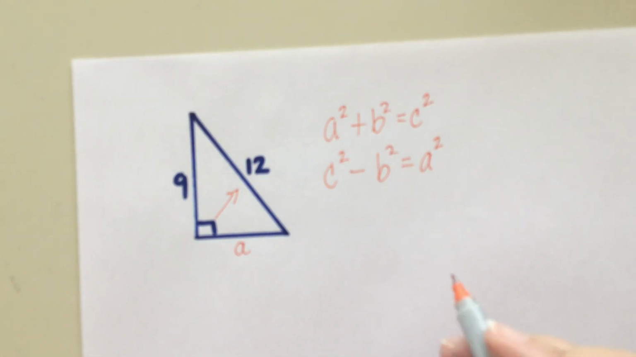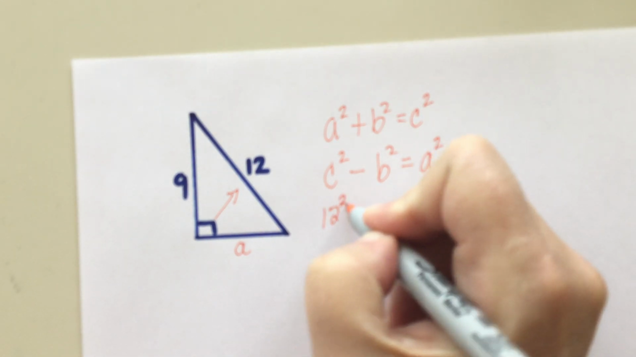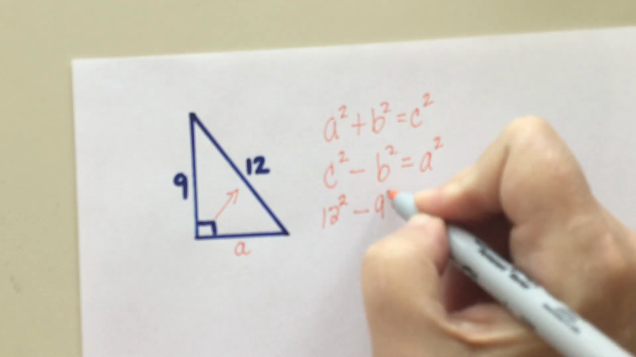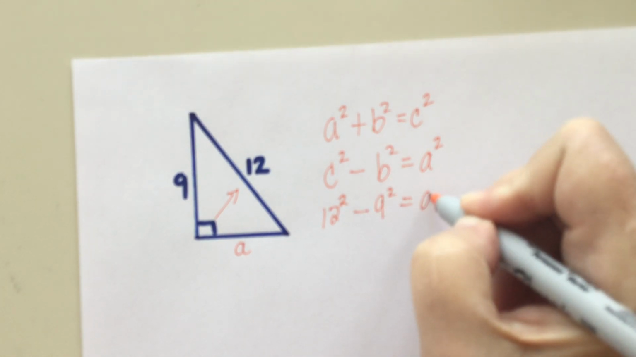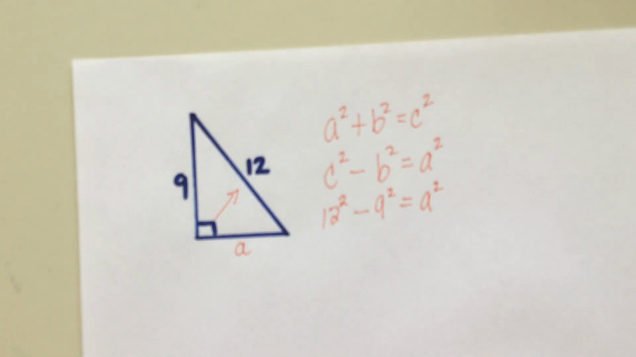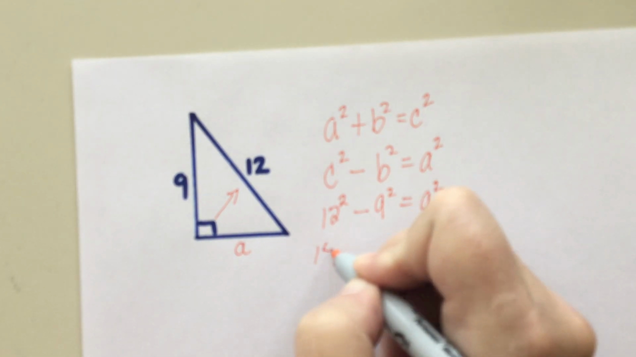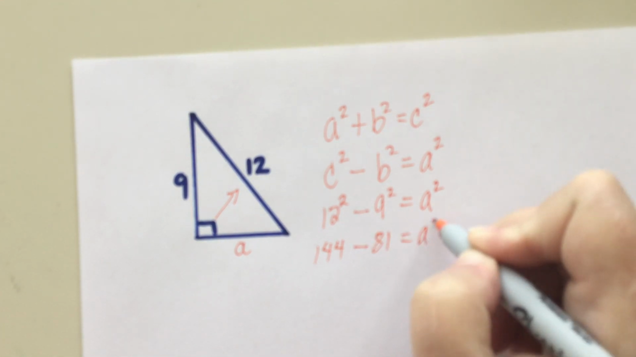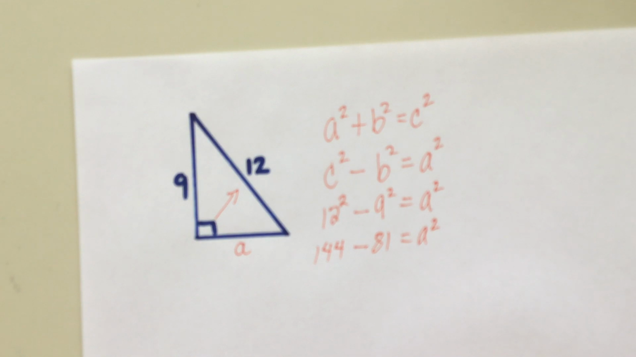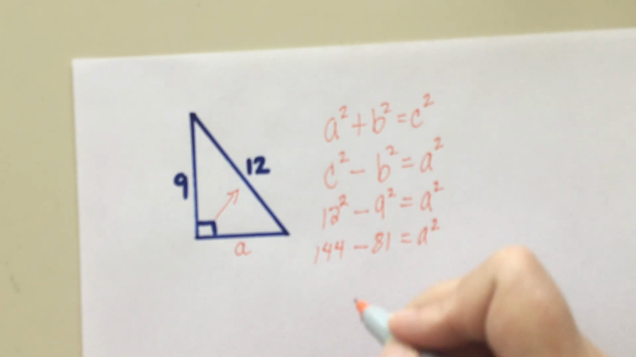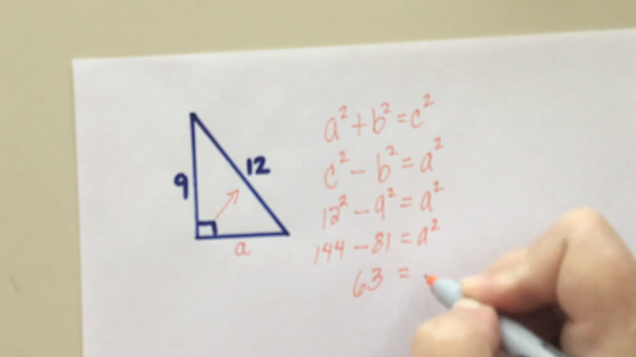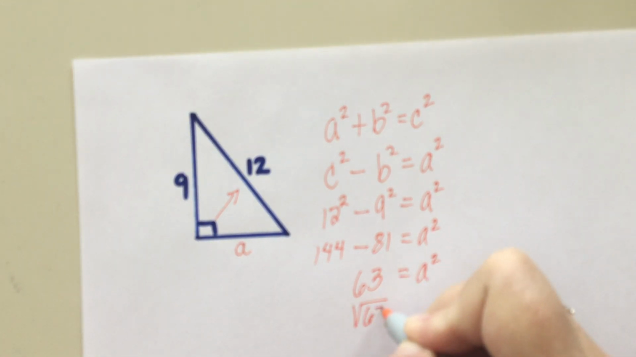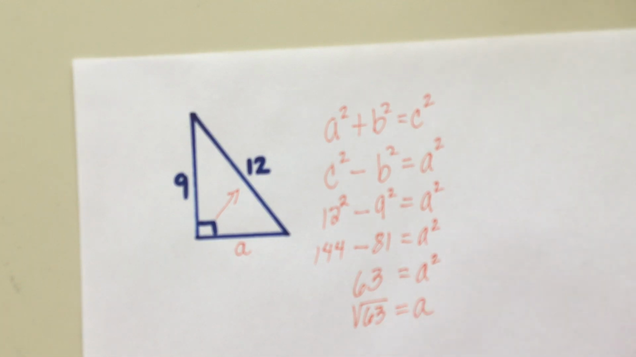So when I fill in the numbers, 12, that's c, 12 squared, minus b is 9, 9 squared, equals the missing leg squared, a squared. I'm going to do the squaring. 144 minus 81 equals a squared. Do that subtracting. 144 minus 81, that's 63, equals a squared. Find the root of 63. That's going to be a.